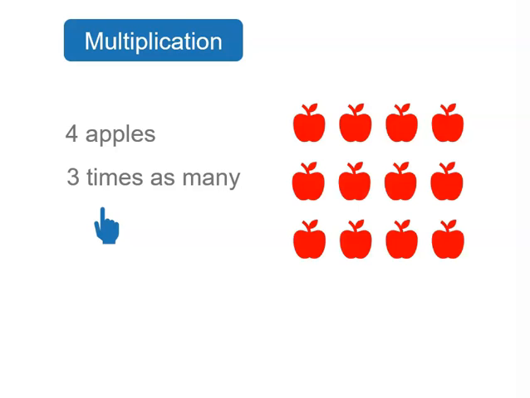So instead of one group of 4, we're going to have 3 groups of 4. So that's 3 multiplied by 4, and that equals 12. So we've got 12 apples. 3 times as many means we have more, so we multiply to get our total.